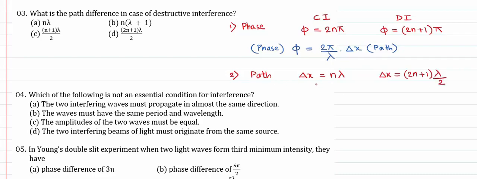Now what I have taken here: for constructive interference, n starts from 1, 2, 3 and so on.